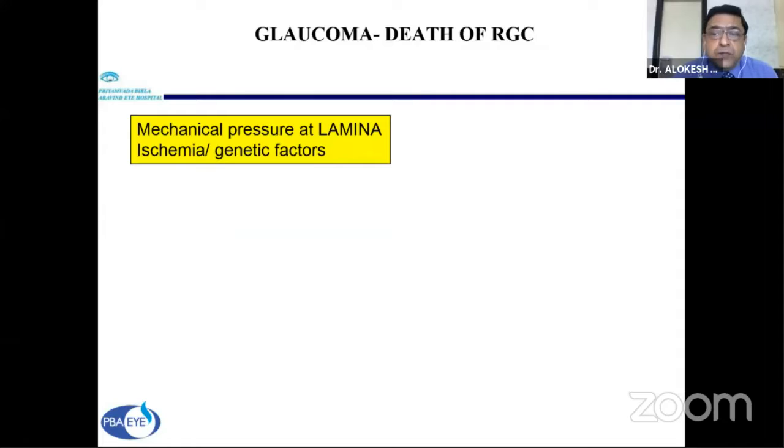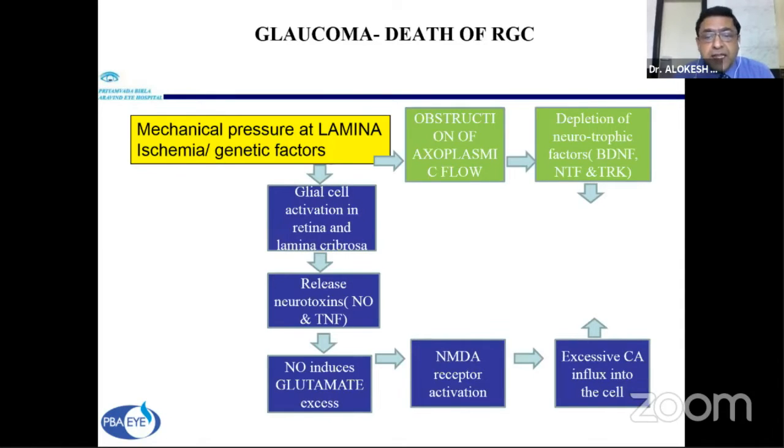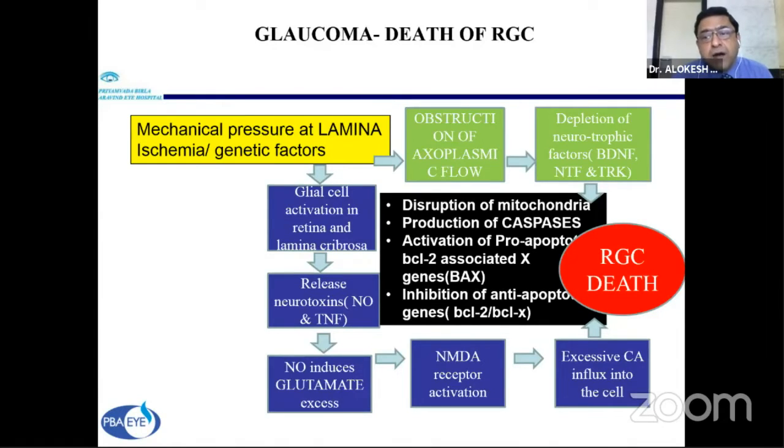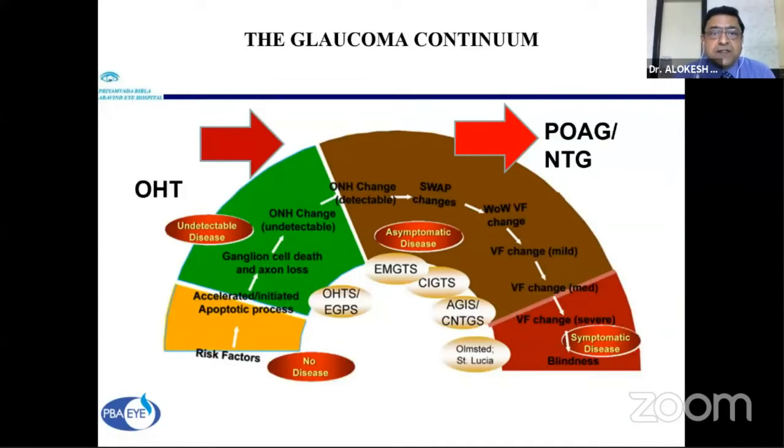So basically, in normal healthy conditions, there is a retrograde flow of neurotrophic factors which help in RGC survival. With mechanical pressure at the lamina cribrosa, or due to ischemia or other genetic factors, there is an obstruction of the axoplasmic flow which happens retrograde, and there is glial cell activation and excessive calcium influx into the cell causing RGC death. This is also in a progressive stage where the neighbor-kill effect manifests itself.